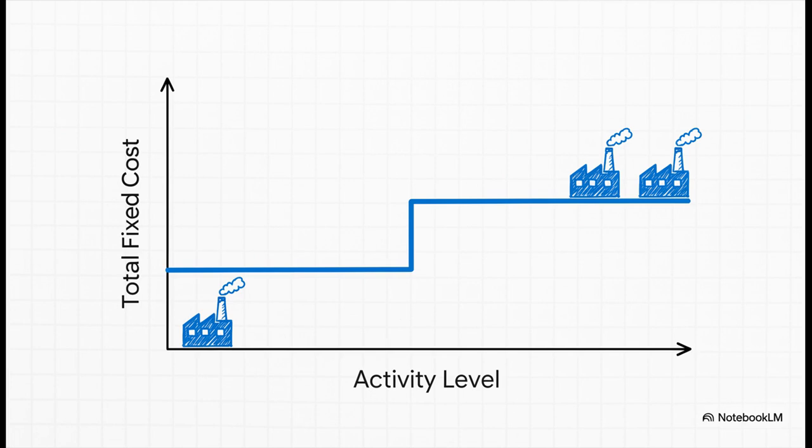This is so important. Fixed costs are only fixed within a specific relevant range of activity. Think about it. Your factory rent is fixed. Until you get so busy, you need to rent a second factory. The second you do that, boom, your total fixed costs jump up to a whole new level. They're only fixed in steps.